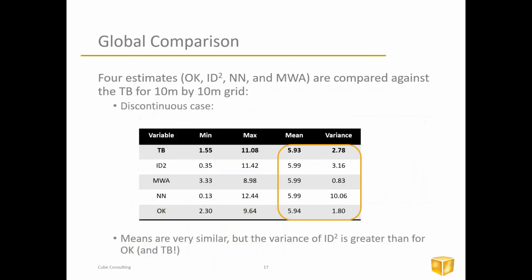And when we look at the stats, nearest neighbor, variance is through the roof. It's very erratic. Moving window average, the variance is extremely low. It's very smooth. And now the ordinary Kriging and the turning bands. Ordinary Kriging will have a lower variance than the turning bands and the reality, but inverse distance ID square is going to have a higher variance than the turning bands. But all of them still reproduce the mean within acceptable limits.